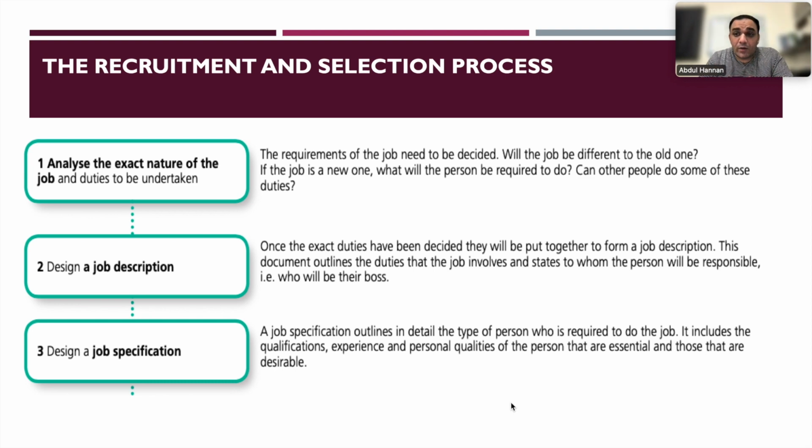Third, design a job specification. It outlines the detail, the type of person who is required to do the job. It includes the qualifications, experience and personal qualities of the person that are essential and those that are desirable. Like if you need a teacher, you will define that his qualification should be this one, number of years of experience this one, personal qualities he should possess these qualities and all that. So you want a desirable person, whatever is demanded by the organization.